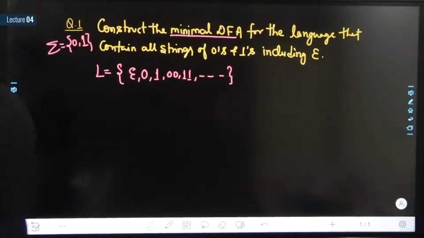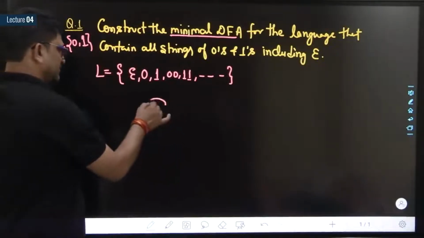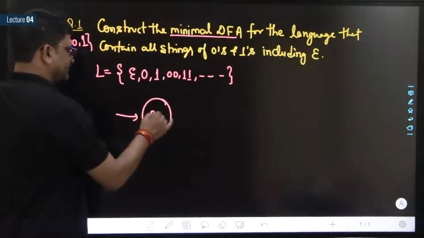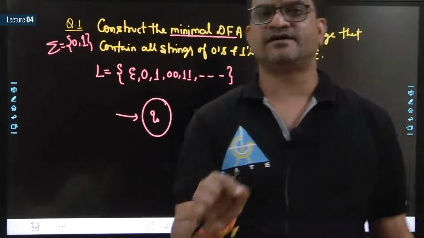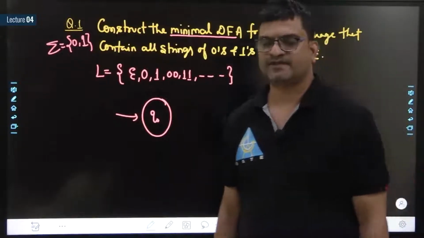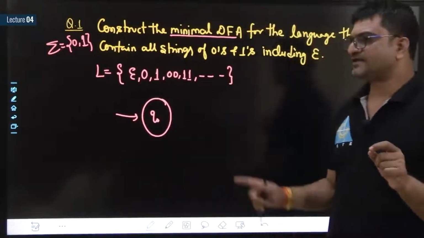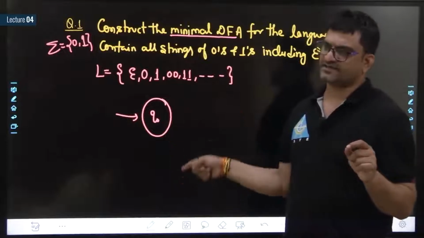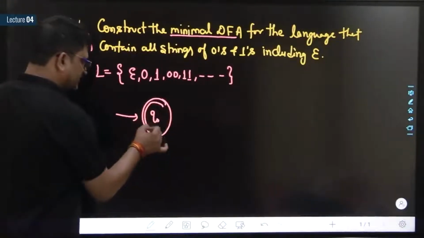Then how will we construct the minimal DFA for this language? First we construct the skeleton. This is the initial state Q0. When epsilon is present in the language, then the initial state is also a final state. I repeat, when epsilon is present in the language, the initial state is also final. If it is final, we represent it by a double circle.